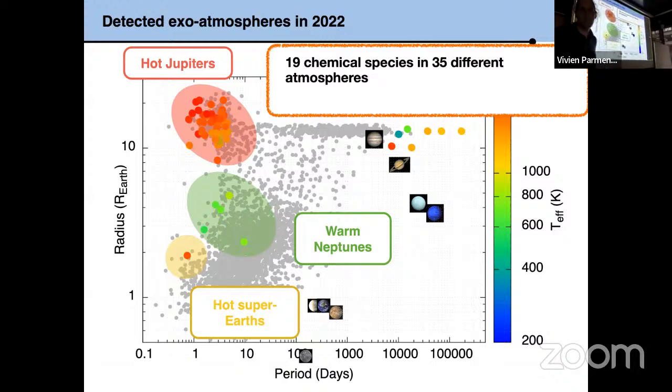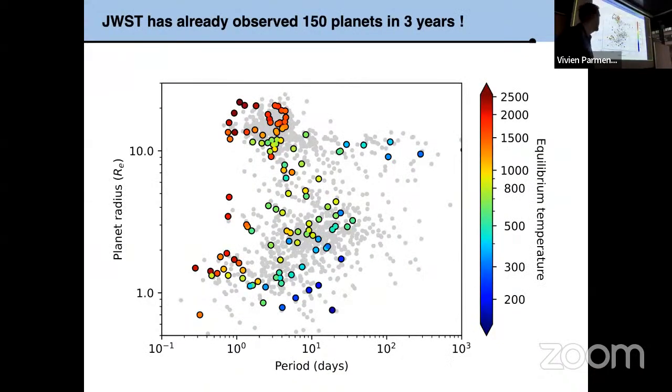We had 19 chemical species in 35 different atmospheres, and that's with like 20 years of HST data from Charbonneau 2002 to 2022. So now we're 3 years into James Webb, and I changed my plotting routine. So the plot looks a bit different, but it's the same. It's radius as a function of period, and that's all the targets in 3 years of James Webb, cycles 1, 2, and 3. So we're down to 150 targets in 3 years, compared to 60 targets in 20 years for HST.